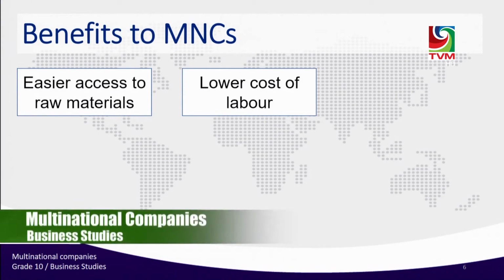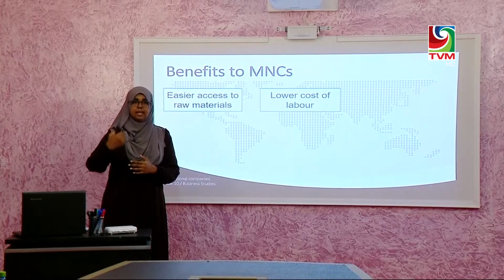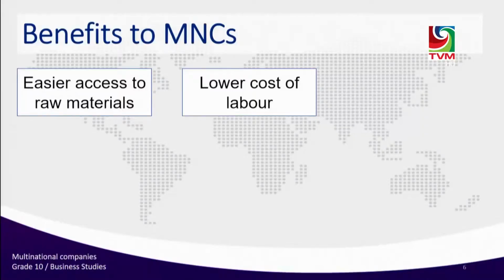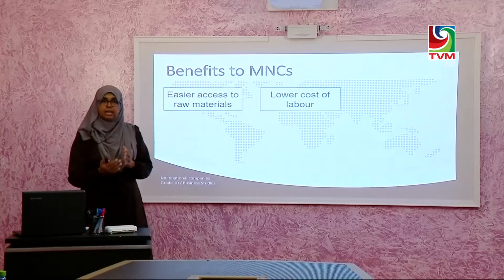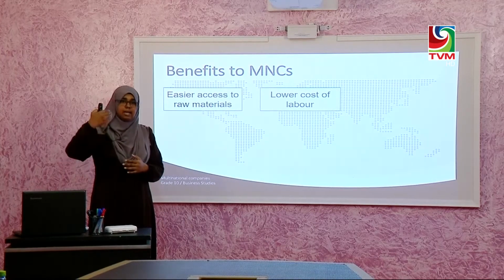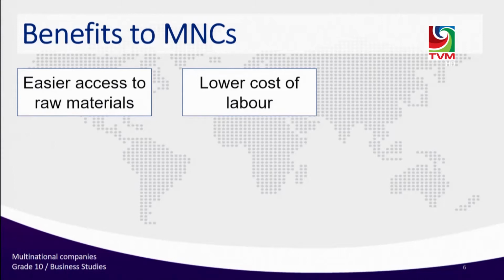Then we have lower cost of labor. In some parts of the world we can find higher unemployment, so the wages these employees are paid are very low. For example, General Motors, which is originally an American company, can be located in India, where they can find cheap labor. That means they can ask these employees to work for a lower wage. In that case, they can reduce their labor cost.